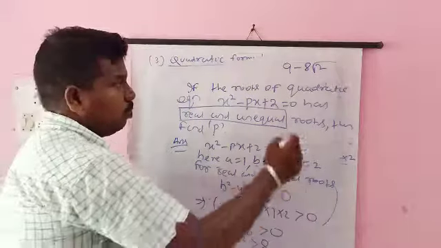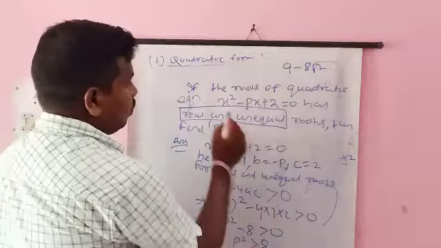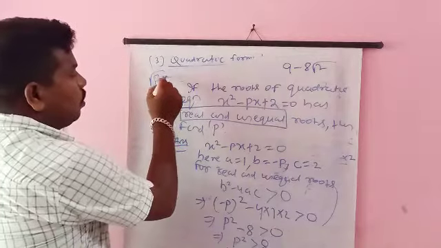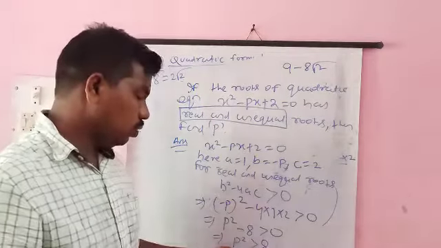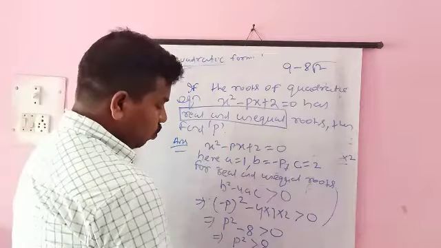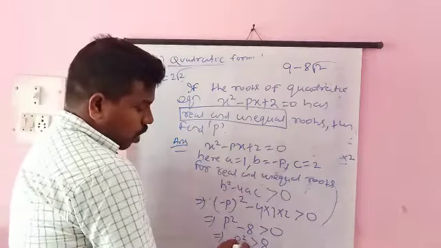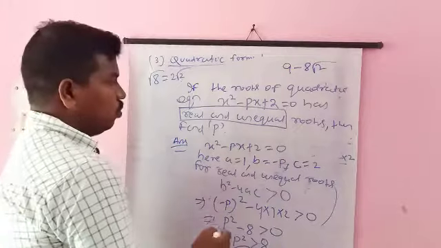Root of 8 is 2 root 2. That means we get p greater than 2 root 2. So there are two roots given, but p is one single value. Two roots are given.